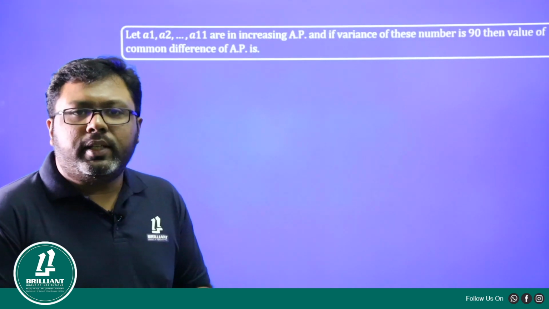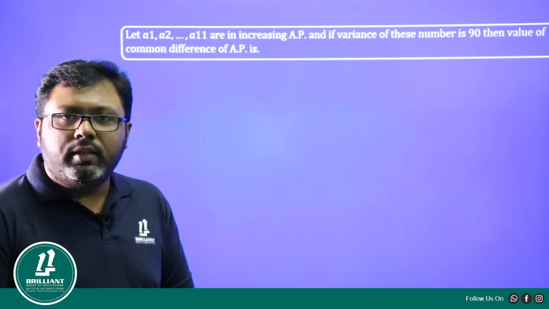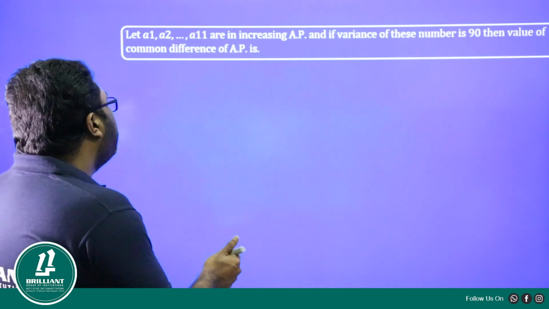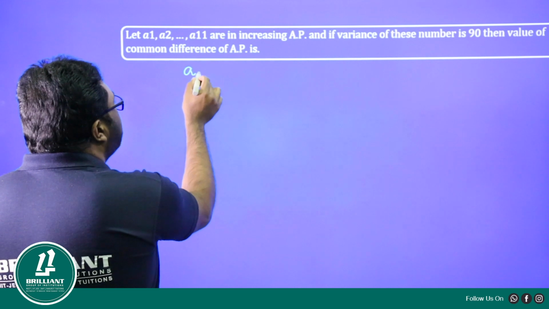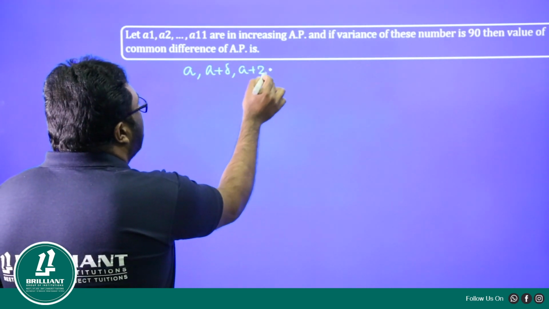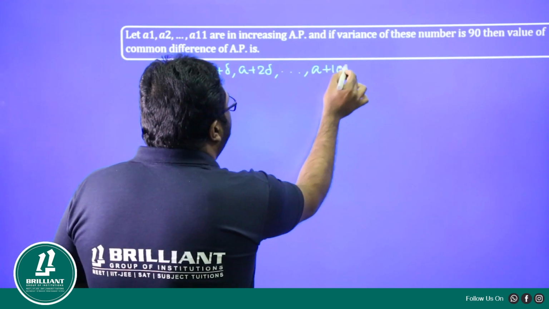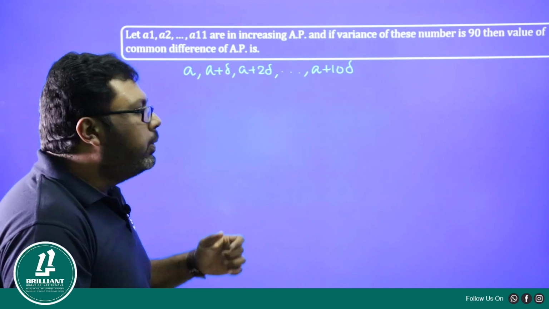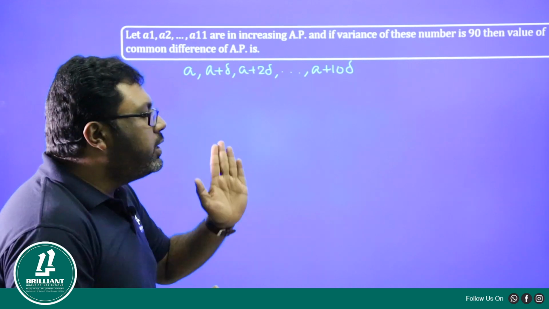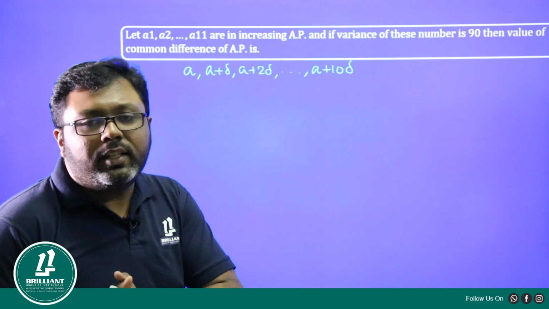Now you can see in the next question they're talking about an increasing AP which has 11 terms. A1, A2, A3, etc. up to A11. So if I talk about an increasing AP, can I say the terms are A, A plus D, A plus 2D, A plus 3D, etc. and the last 11th term would be A plus 10D. They say this is an increasing AP and we don't know what is A and what is D. Next one, they're saying that the variance of these terms is 90.